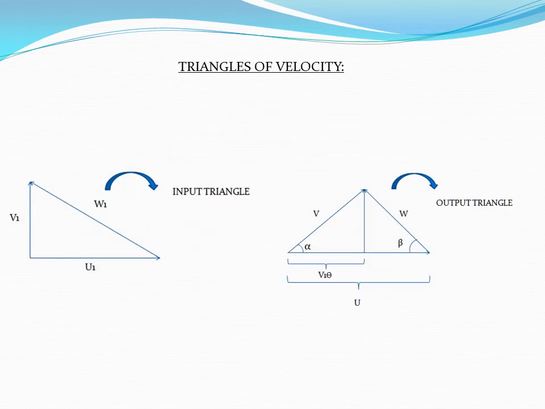Now that the relative velocity concept is clear, we are able to introduce triangles of velocity. So here is a simple example. The angle between the absolute velocity and the velocity of the rotor is called alpha, and the angle between the rotor's velocity and the relative velocity is beta.